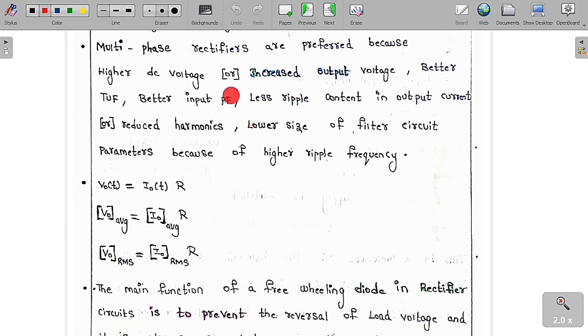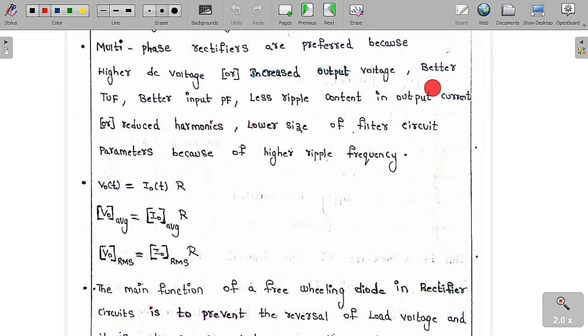Multi-phase rectifiers are preferred because of higher DC voltage or increased output voltage, better transformer utilization factor, better input power factor, less ripple content in output current, reduced harmonics, and lower size of filter circuit parameters because of higher ripple frequency. If you use more than one rectifier, the average value of the output voltage will increase.